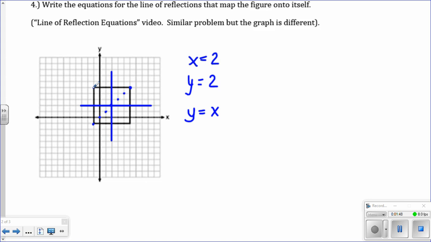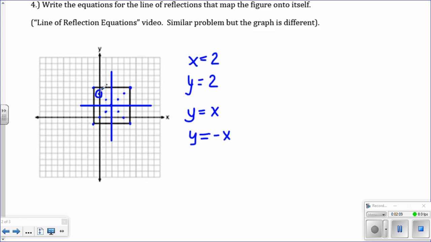Okay, let's do the other diagonal. So I'm going to go from corner to corner. Now this one's going down, so that means our slope is going to be negative. Okay, so y equals mx plus b form. It's going down 1 over 1, down 1 over 1, so it's negative 1x, but I'm not going to write the 1.